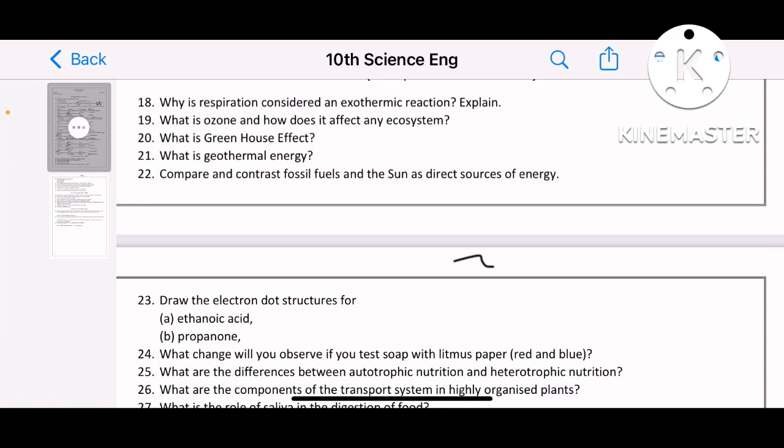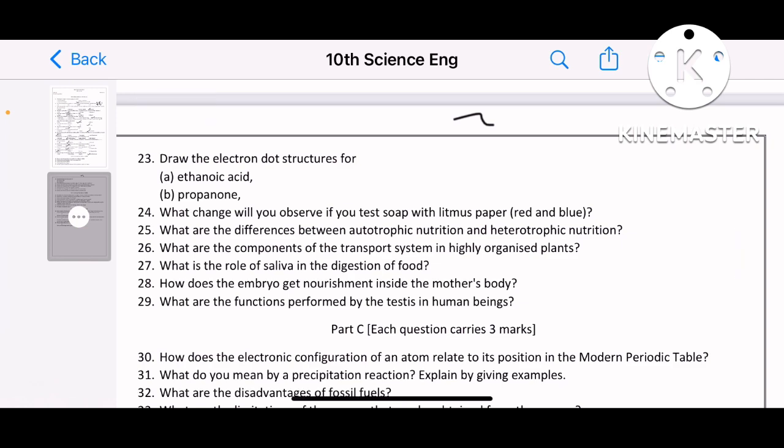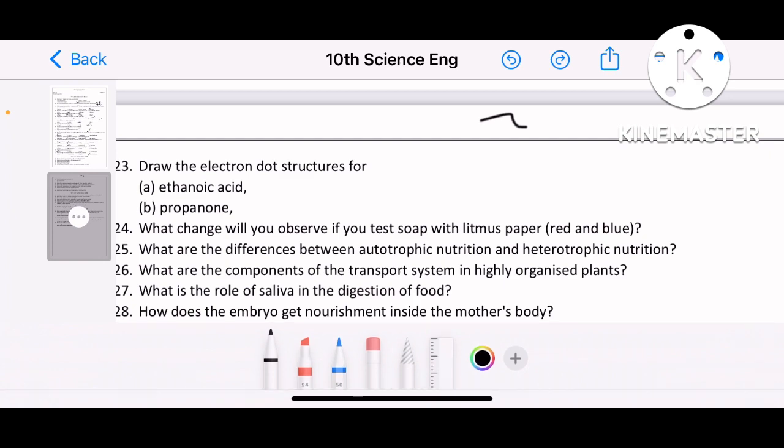Next question, question number 23. Draw an electron dot structure for ethanoic acid and propane. So here first of all we'll have to write the formula for ethanoic acid, and the formula is CH3COOH. Now we have to write its electron dot structure.